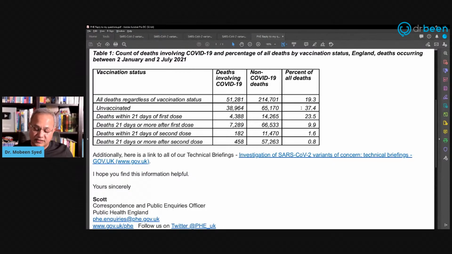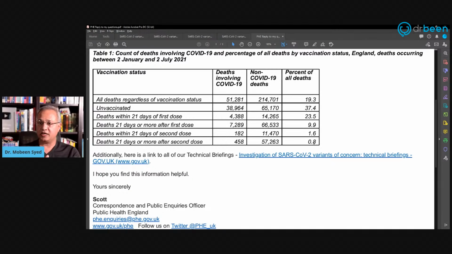Here, what they're doing is this. They're saying, out of all deaths in unvaccinated, what is the proportion of deaths because of COVID? That is 37.4%. And out of all deaths in vaccinated, what is the proportion of deaths because of COVID? And that is 0.8%. That is how you look at the impact of the vaccine or not. There are still more dimensions to look at.